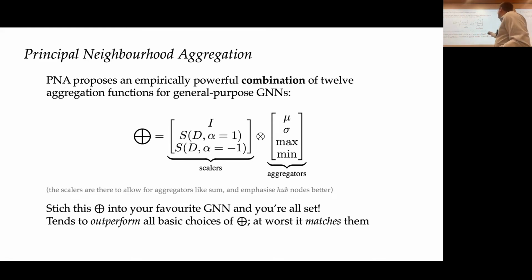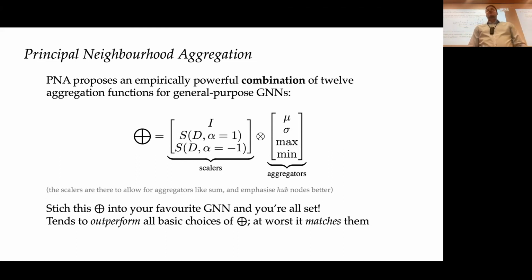And those 4 aggregators are combined together with some scaling functions like identity, so multiply by 1, and degree scalar, multiplied by the degree of the node. This is very useful because when you multiply the degree with mean, you get sum. And we know sum is potentially very useful. And also the logarithm of the degree, so you can put more emphasis on the influencers in your network rather than other nodes, right? So combine these 3 multiplying factors with 4 different aggregation functions, you get 12 different aggregation functions. And that's exactly what we do. We take these 12 aggregation functions, we apply all of them in parallel, and we concatenate the results to get our final representation. That's it. So stitch this into your favorite graph neural network of choice, and you're all set.